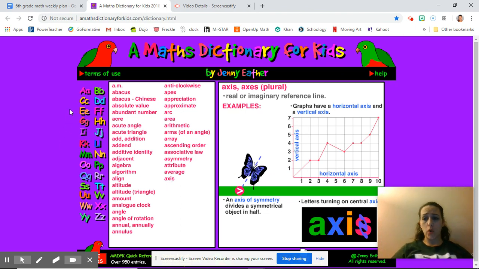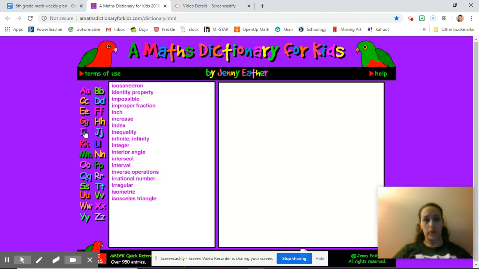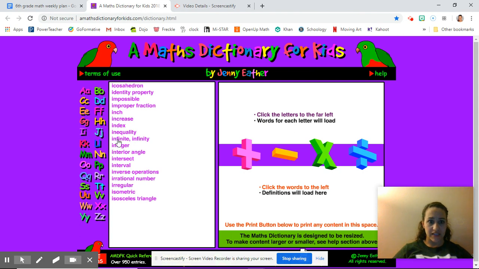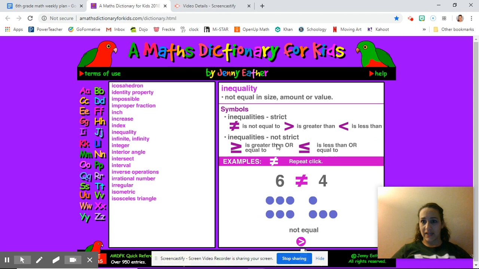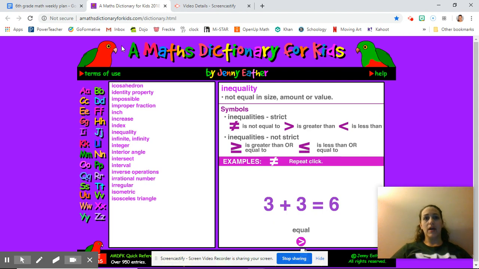There's been so much vocabulary embedded in the math we've been doing. We were doing inequalities just a couple days ago, and I can look and find an example and some visuals, and it'll give you several other things to work with. So I highly recommend that you bookmark this Math Dictionary for Kids and use it if there's anything you're not sure what they're asking you to use or do.